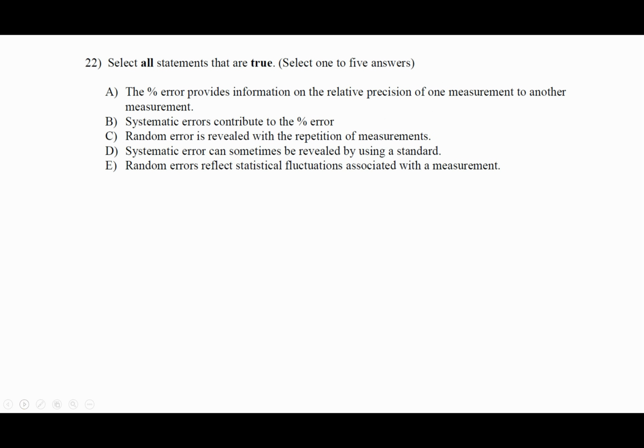22. Select all statements that are true. The percent error provides information on the relative precision of one measurement to another. No, percent error says is relative accuracy, and relative precision is measured with % RSD. So this is a big false. Systematic error contributes to the % error.